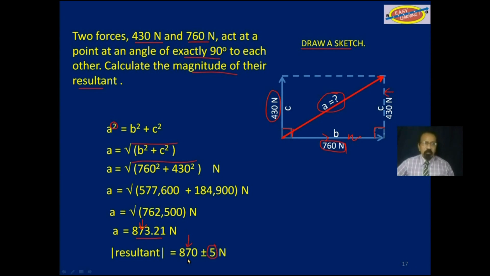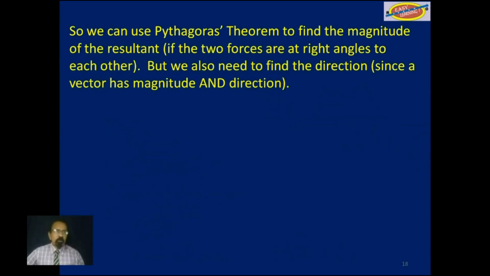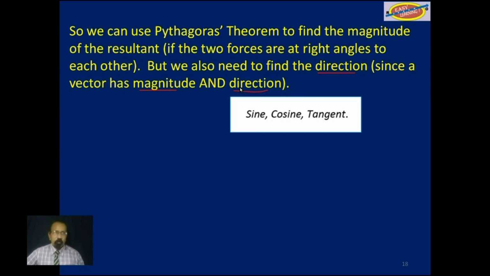So 870 plus or minus 5 newtons. So that is the magnitude of the resultant only. We haven't found the direction yet. Now we can use Pythagoras Theorem to find the magnitude as we just did, but now we also need to find the direction, since a vector has both magnitude and direction.